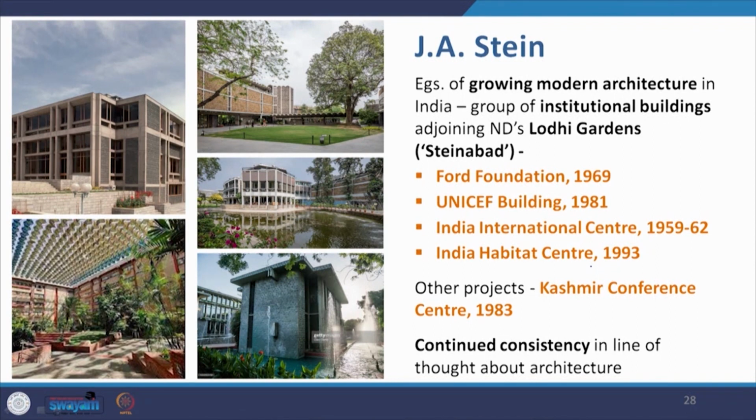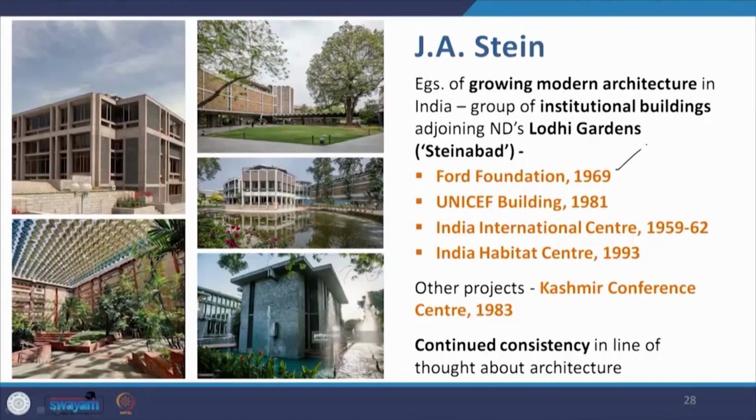Now Stein, an example of growing modern architecture in India, designed a group of institutional buildings adjoining the Lodi Gardens of New Delhi. In fact, this group of buildings resulted in this area being called Steinabad, because there are several buildings done by him. There is the Ford Foundation, the UNICEF building, the IIC and the IHC in 1993. All of them are in a very limited radius around the Lodi Gardens or in the Lodi Estate area. Other projects that he did, for example, are the Kashmir Conference Center in 1983, this is the one, and there was a continued consistency in his line of thought about architecture.